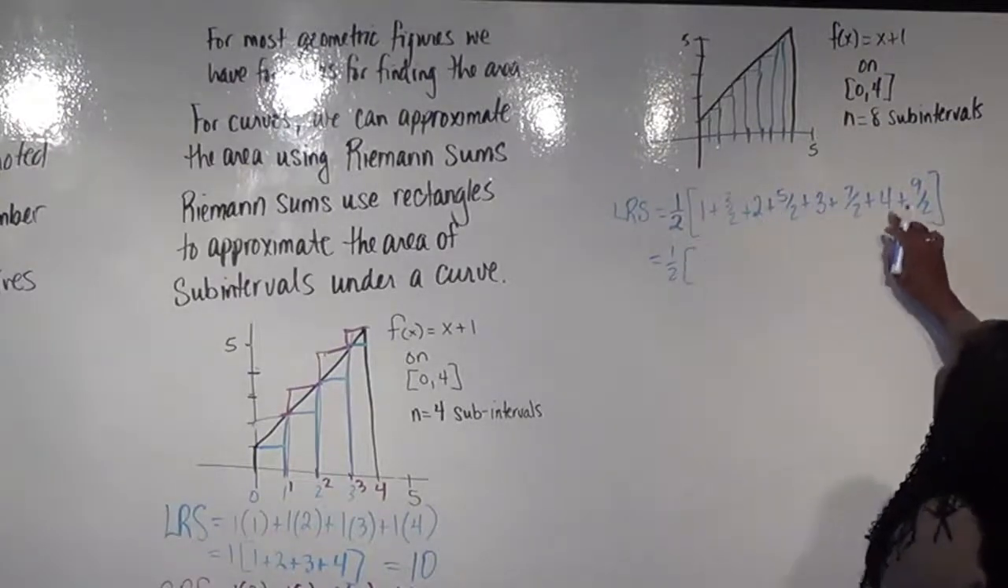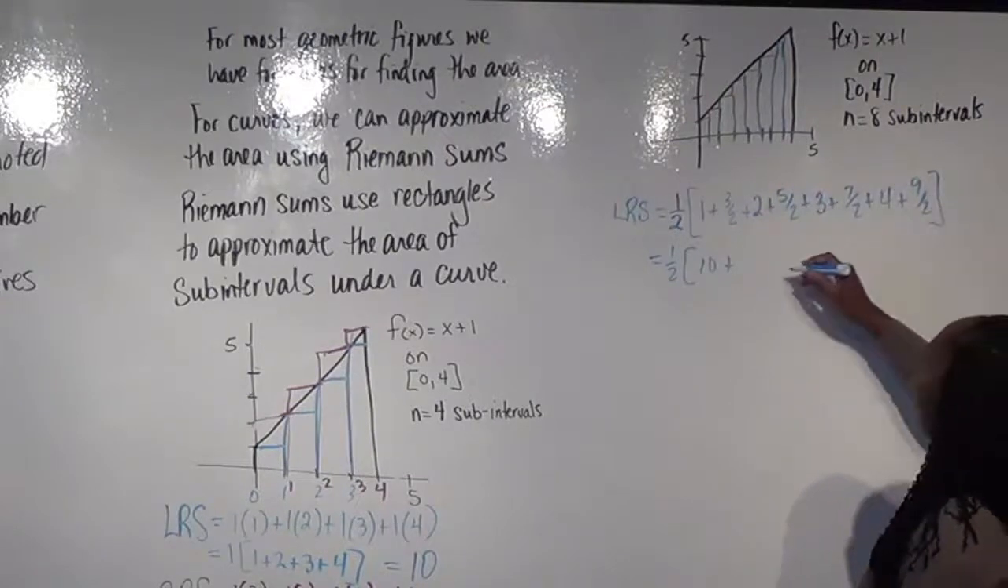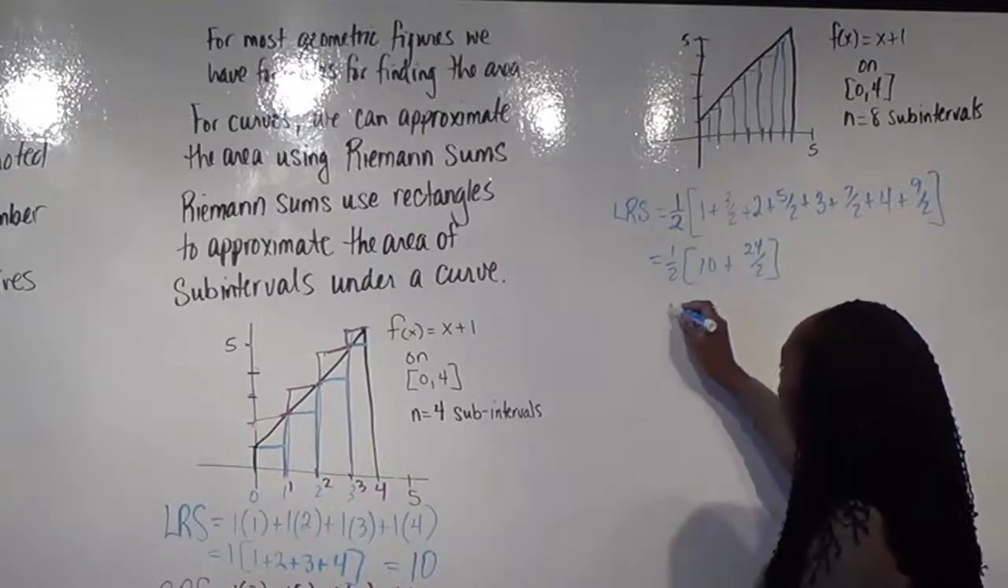So we'll get 3, 6, 10, plus 8, 15, 24 over 2, which looks like 12 and 10 is 22.